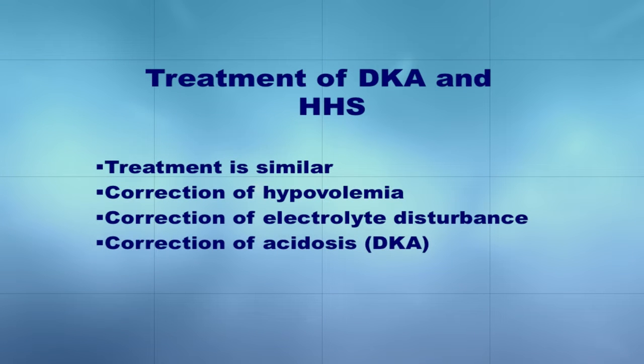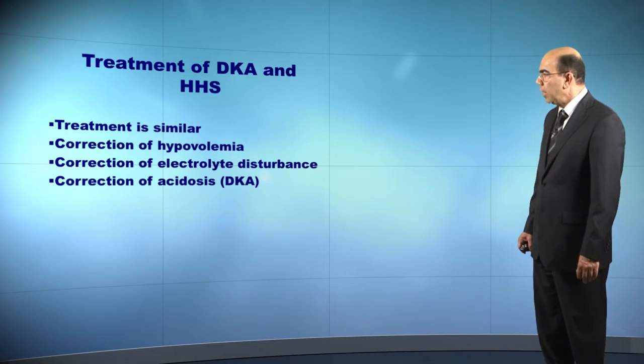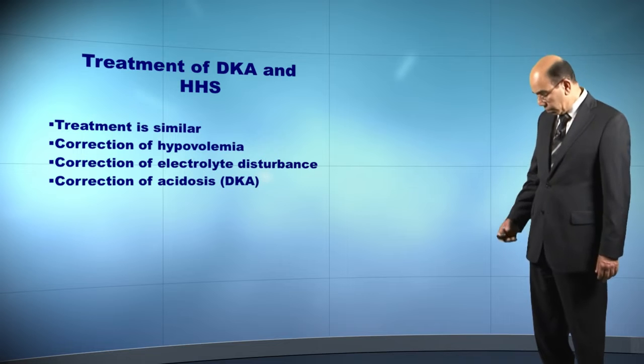The treatment of DKA and HHS comprises 4 important aspects. One is that the treatment is more or less similar in both conditions. You need to correct hypovolemia, since most patients are dehydrated. You need to correct the electrolyte disturbance, since most patients have lost a lot of electrolytes, namely potassium and sodium. And you need to correct the acidosis.